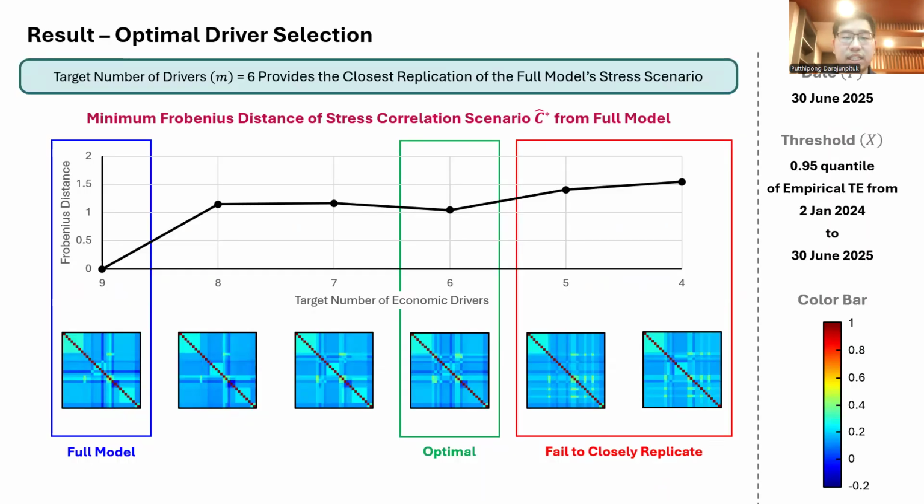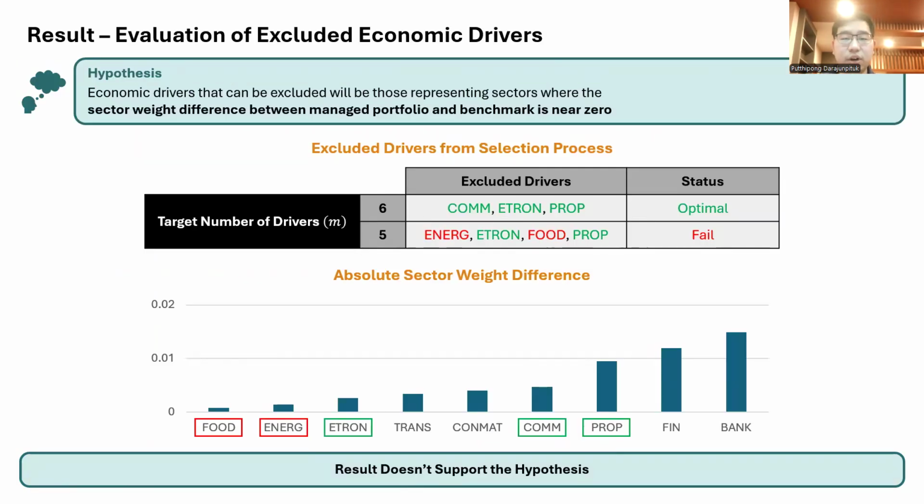From the result of the selection process, when M equals 6, it provides the closest replication of the full model stress scenario. And if we go below that, it will fail to closely replicate the full model stress scenario. Now, in order to validate the hypothesis, I compare the excluded drivers from the selection process and the absolute sector weight difference. I'm focusing on these two because by comparing them, we will know which drivers can be safely excluded and which ones, if excluded, will lead to failure to closely replicate the full model.